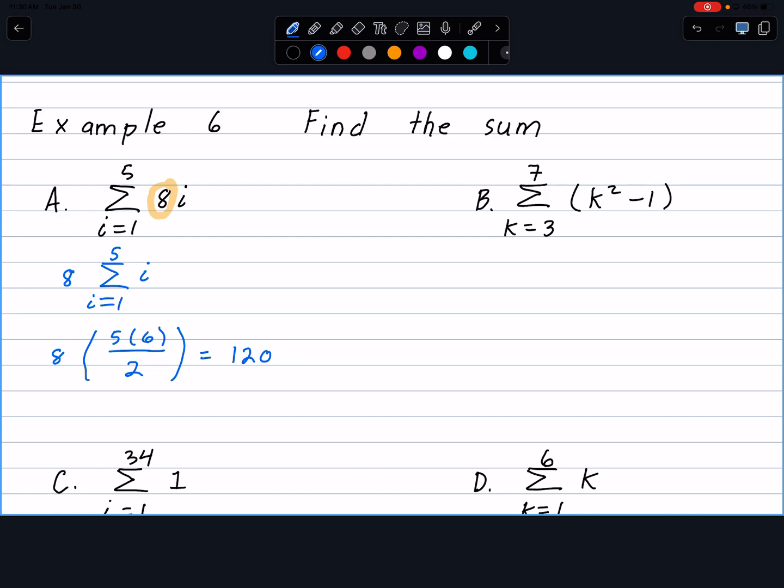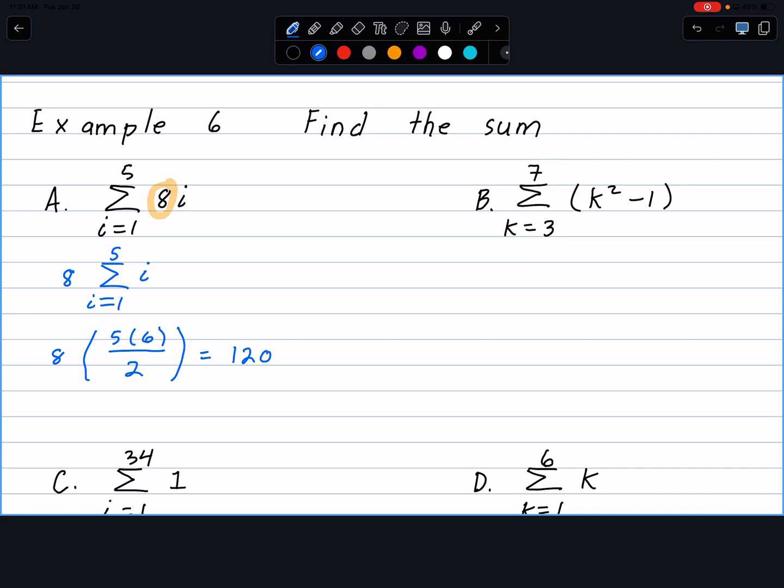For letter B, we have a bit of a problem. Notice the problem here. All our formulas start at 1. This one doesn't, so I cannot use those formulas as they're given. Now, there are things I could do to use those formulas, but it's going to make this more complicated than it needs to be. So what I am going to do instead is just direct substitution. I'm going to start at 3, plug in, and go all the way until I get to 7.